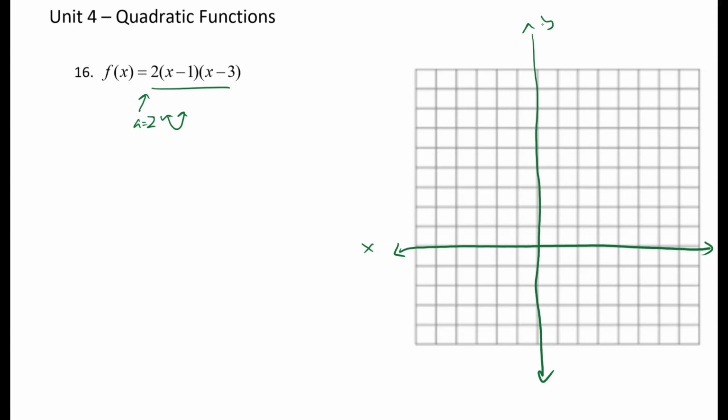Okay, first thing, it's in intercept form. I think the easiest thing is to find those intercepts. Well, one intercept's going to be at (1, 0), and the other one will be at (3, 0). That's where these factors equal 0. So the first one here at (1, 0), the second one at (3, 0). So that gives us 2 of our points. Those are the x-intercepts.